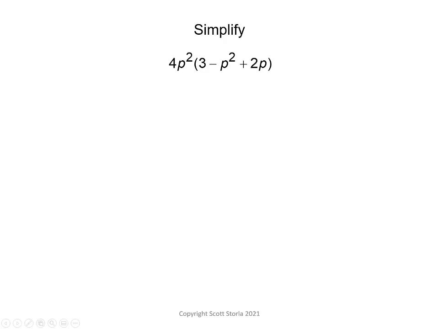Try this one. If we take the point of view that this subtraction's adding an opposite, this is going to give us 12p squared plus negative 4p to the 4th plus 8, 4 times 2, p cubed. This isn't in standard form yet, so I'll need to rearrange it as negative 4p to the 4th plus 8p cubed plus 12p squared.